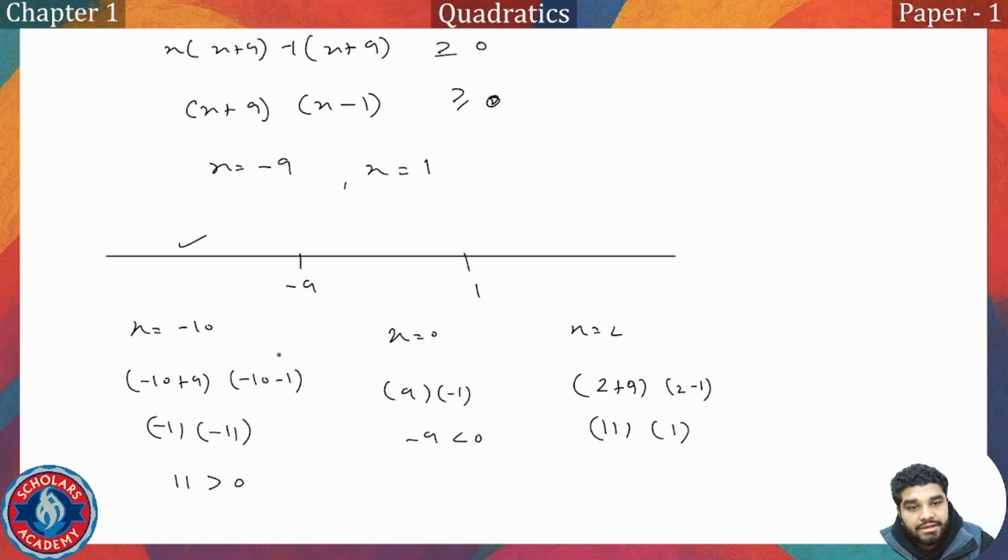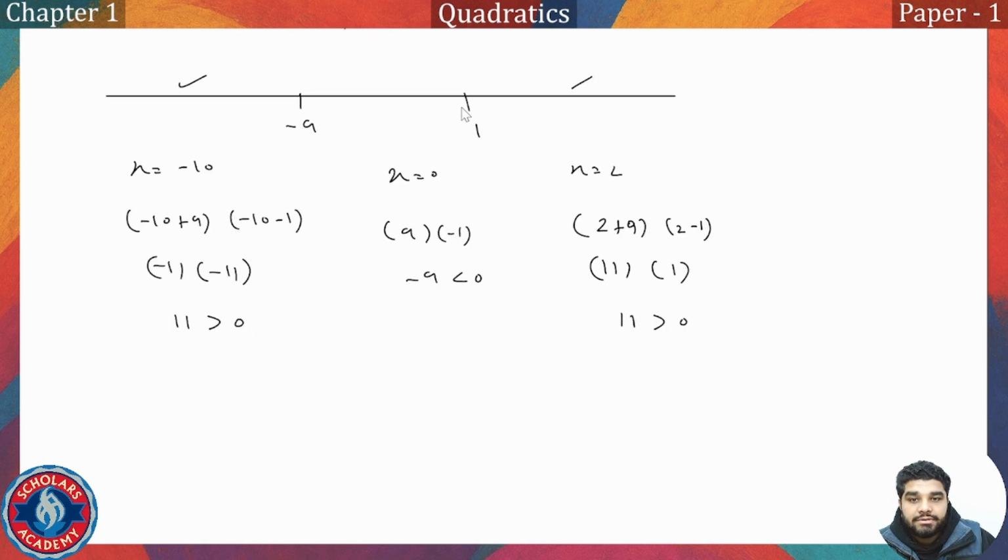so 11 times 1, 11, which is greater than 0. Yes, we'll take this interval. So we have equality as well. So the intervals satisfying our result are when x is less than or equal to -9 or when x is greater than or equal to 1. So these are the two intervals. I hope it is clear.